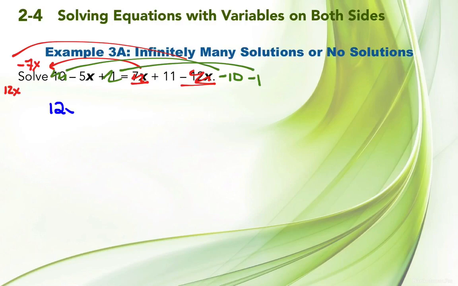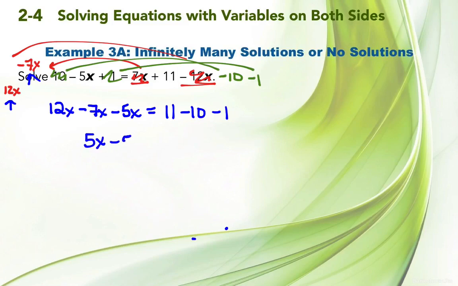So here's my 12x that was here, minus 7x, that's up here, and then the minus 5x that was already there. Now over here on the right we have 11, which is already there, the minus 10, which we had to move, and the minus 1. So let's combine like terms here. 12x minus 7x, that's going to be 5x, minus 5x equals 11 minus 10. 11 minus 10 is going to be 1. Minus 1.